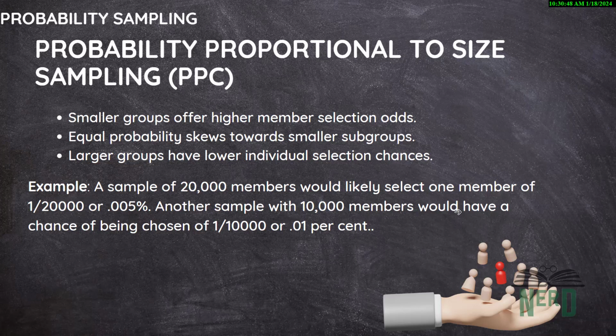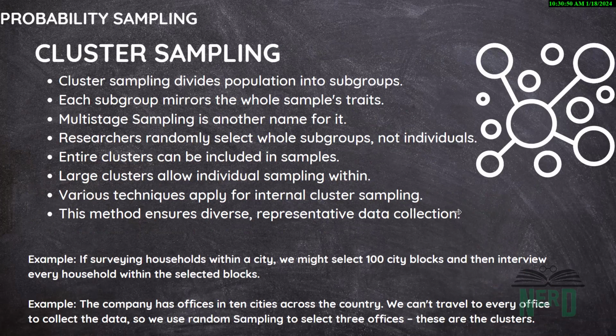Next we have cluster sampling, right? Imagine our population is a big pizza cut into slices, right? Each slice should be a mini version of the whole pizza. Instead of picking random individuals from the entire pizza, we pick a few slices and focus on them. This is often done when it's too hard or expensive to sample everyone, right?